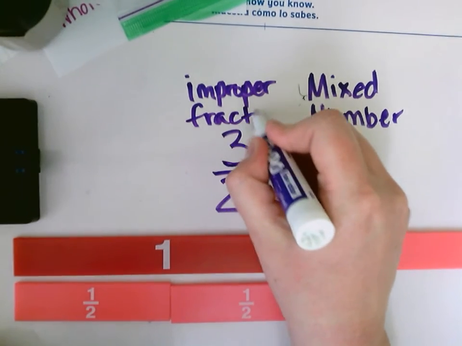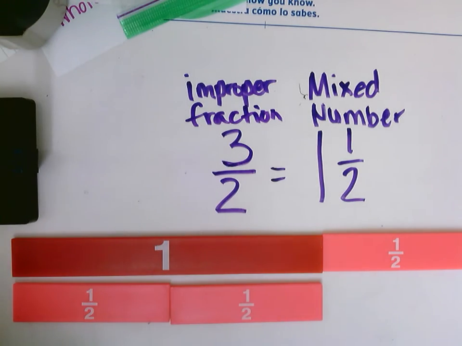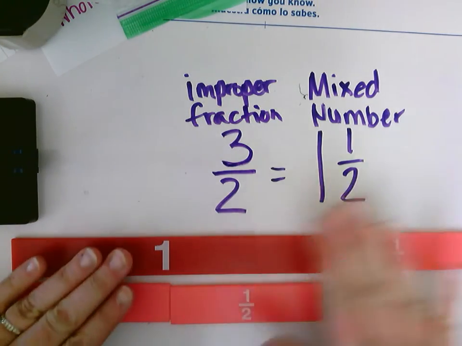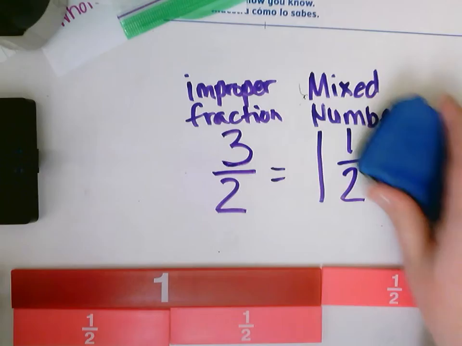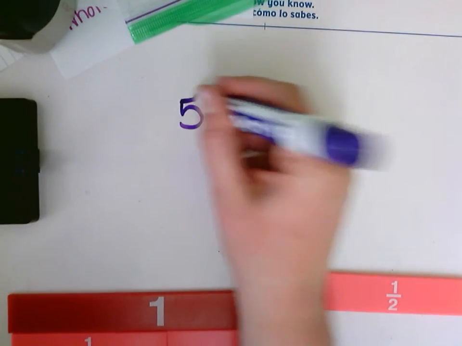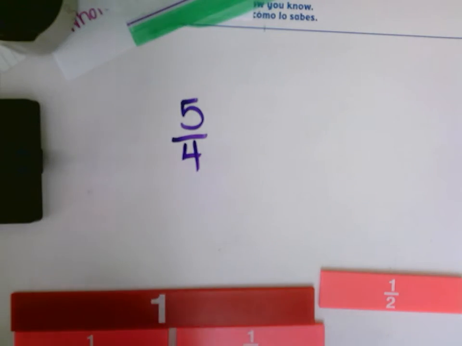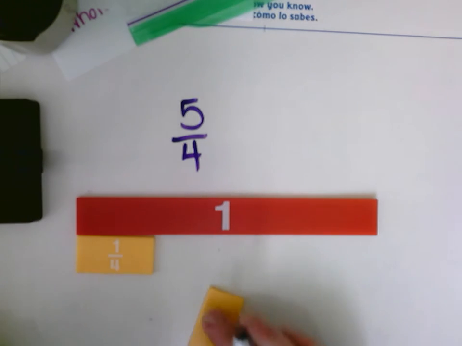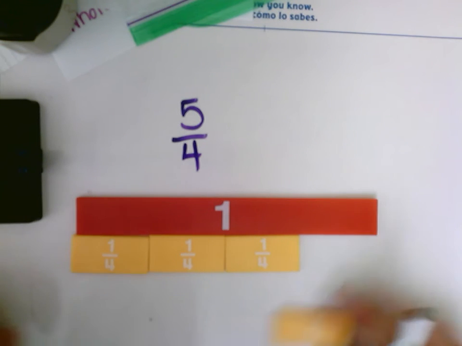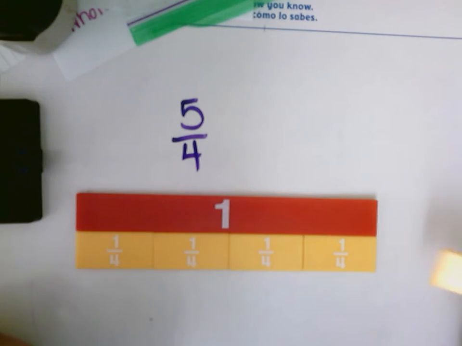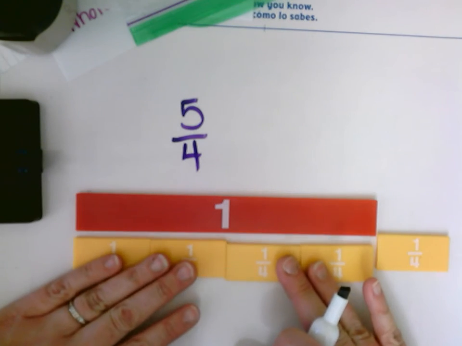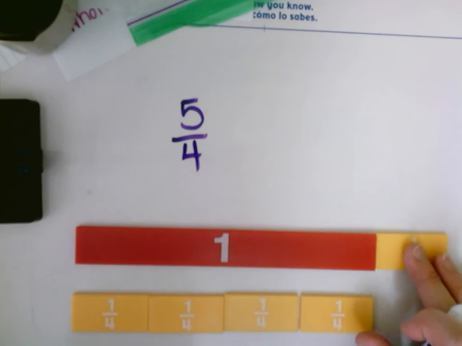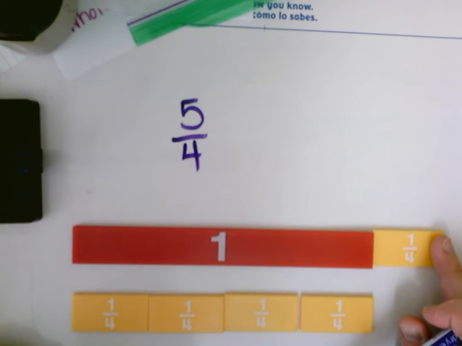Let's look at another example. Okay. What if I had, instead of 3/2, what if I had 5/4? Okay, so here, let me find my fourths. I know I have more tiles here at school than you guys have at home, right? Because you have 4/4 and I have one more for 5/4. But what can you do at home? If you get up to 4, you can always trade it in for 1. And here's my 5. So I can remember this is 4/4. Here's one more to make 5/4.